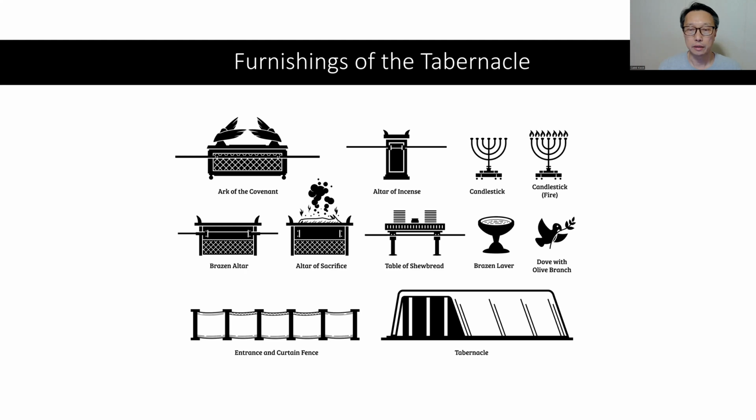Number one is the altar of incense. Altar of incense, it is inside the tent of meeting. Okay. And the other one is altar of sacrifice. Altar of sacrifice is in the courtyard. Okay. It is not inside the tent of meeting, it is outside within the courtyard. All right. And I think this is pretty much it.